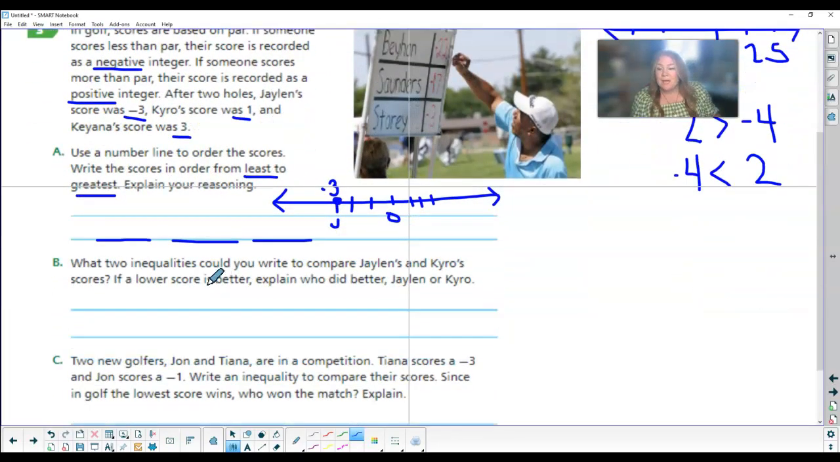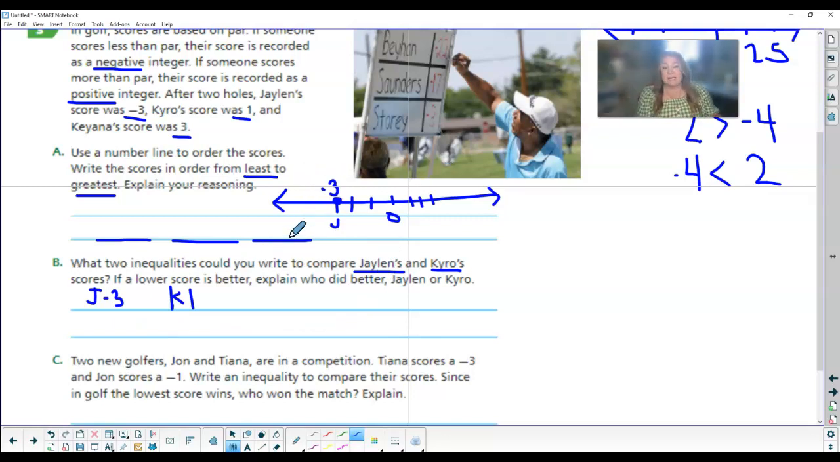What 2 inequalities could you write to compare Jalen and Cairo's scores? So Jalen is -3, and Cairo is 1. So you need to use a comparing symbol to show me which one is bigger or smaller. And then remember, if lower is better, then who did better? So first I need an inequality, and then tell me who did better, who had a lower score, who's on the smaller side.